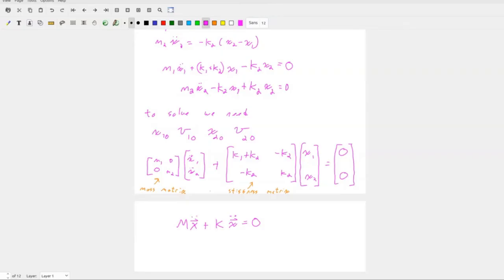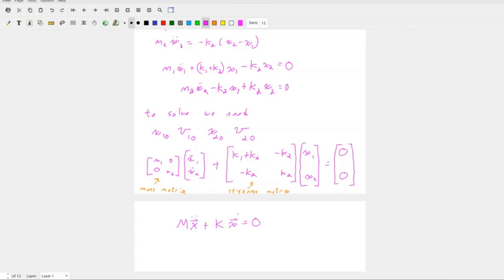Yes? Why is the x double dot over k for the stiffness? No, it's not. There we go. All right, so now we have a mass matrix and we have a stiffness matrix.